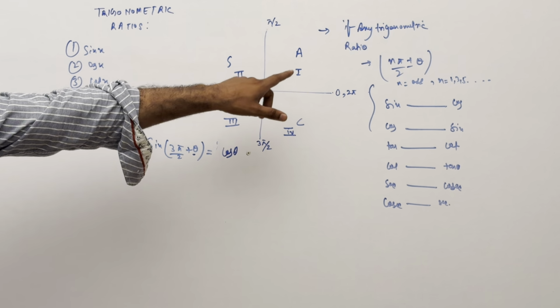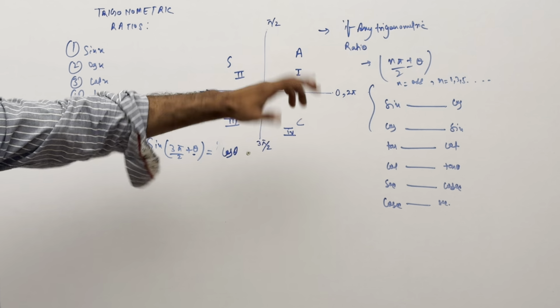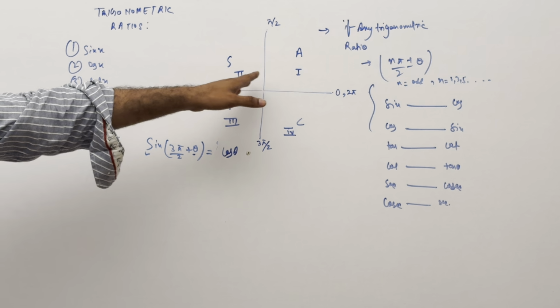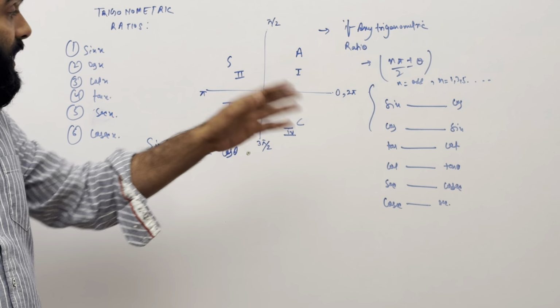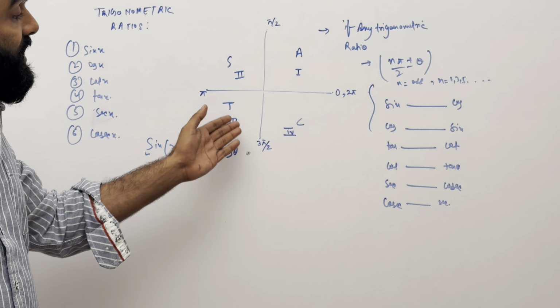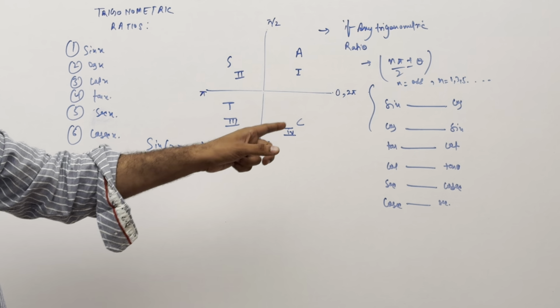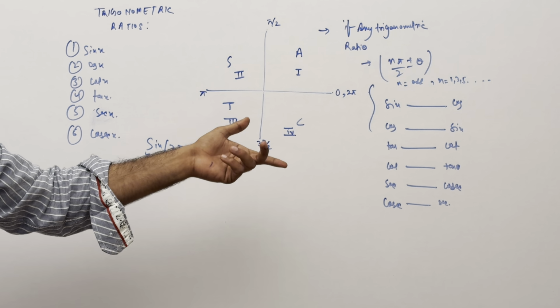In the first quadrant all trigonometric ratios are positive, like sine, cos, tan, cot, cosec. In the second quadrant sine theta and cosec theta are positive, rest are negative. In the third quadrant tan theta and cot theta are positive, rest are negative. In the fourth quadrant cos theta and sec theta are positive, rest are negative.